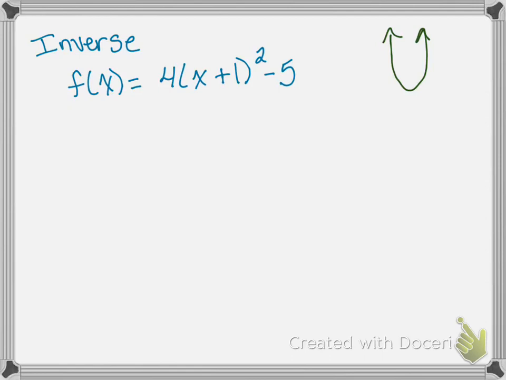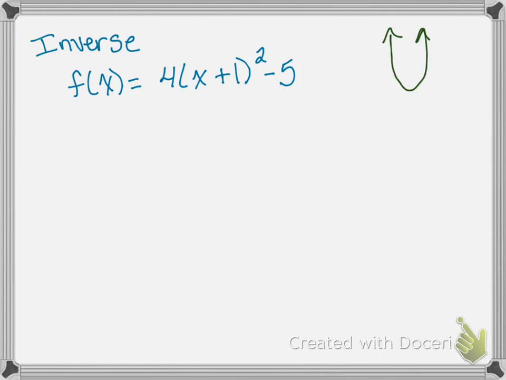So if your direction said y equals 4 times x plus 1 squared minus 5, what's the inverse? Then you could find the inverse. The issue is that the inverse of this is not a function. This is not a one-to-one function. So when we find the inverse of it, we don't have a function.